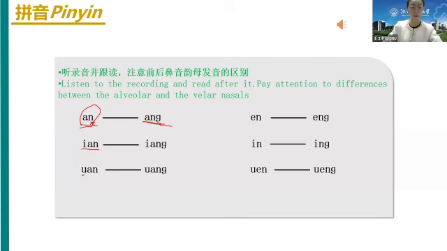Wan, okay, good. Wang, okay, good. En, eng, yin, ying, wen, weng. Very good. 谢谢.